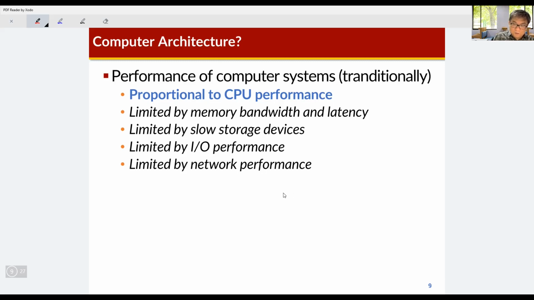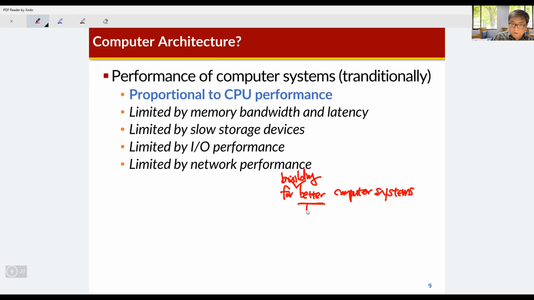So computer architecture for yielding better computer systems.